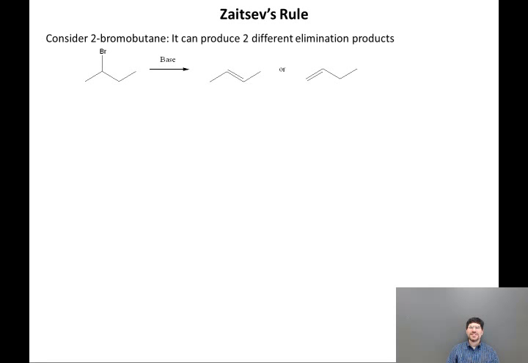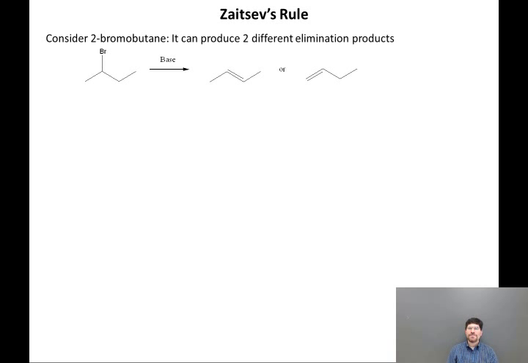In this lesson, we will consider what happens when an alkyl halide can eliminate to give more than one different elimination product. And that will get us into a discussion of what we call Zaitsev's rule. So as an example, we will start by considering 2-bromobutane. It can produce two different elimination products upon treatment with base.